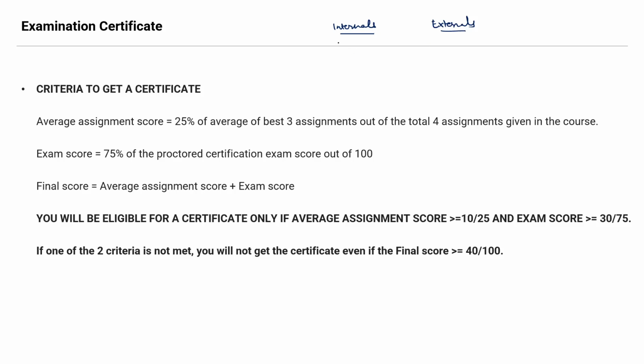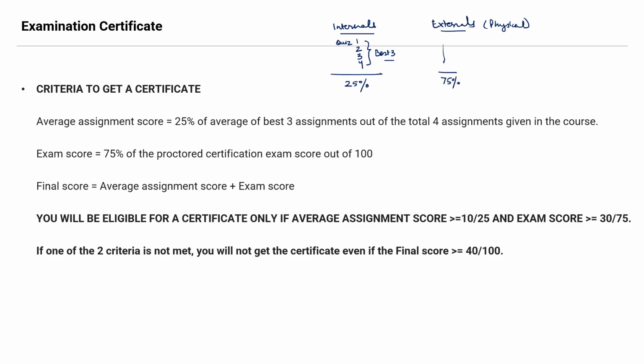So what happens is that you have quizzes 1, 2, 3, 4. We take the best three of these. There is a probability that you may not be able to perform well in all four, but we'll consider the best three. And the weightage of it would be 25%. Another thing, the physical examination I've been talking about, will be given more weightage because it is going to be a proctored examination, and it will have a weightage of 75%.